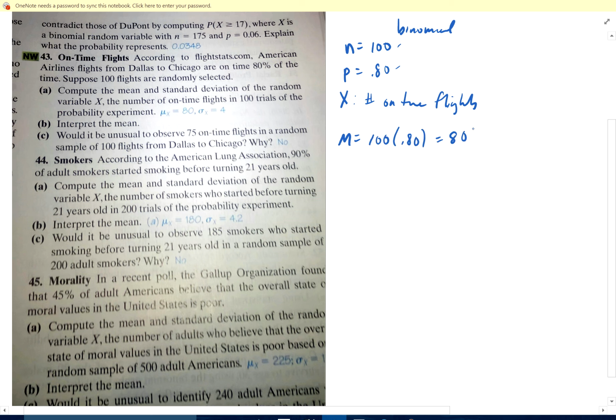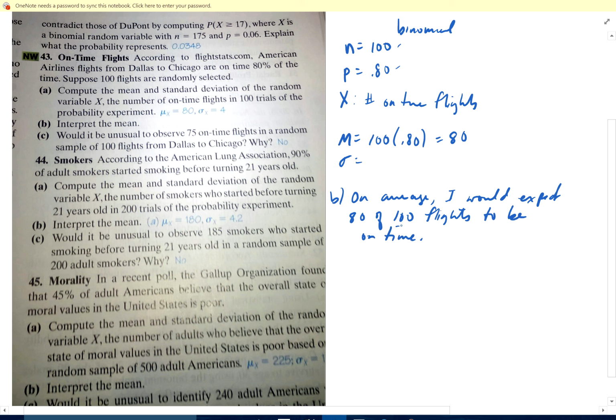Okay, so I'm going to do B also. We'll do sigma, and then B says in the long run, or on average, I would expect 80 of 100 flights to be on time.